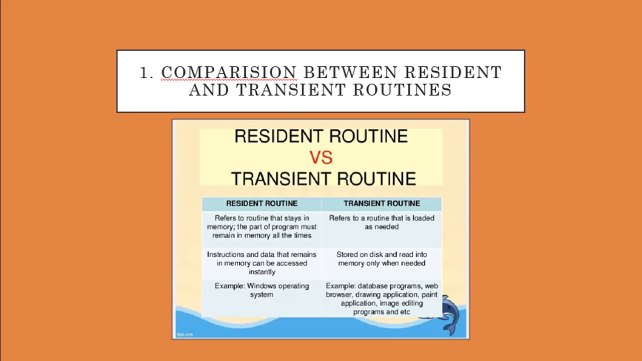Next, resident routine instructions and data that remain in memory can be accessed instantly. But for transient routine, they are stored on disk and read into memory only when needed. For example, for resident routine, the Windows operating system. For example, for transient routine, a database program, web browser, drawing application, paint application, image editing programs.